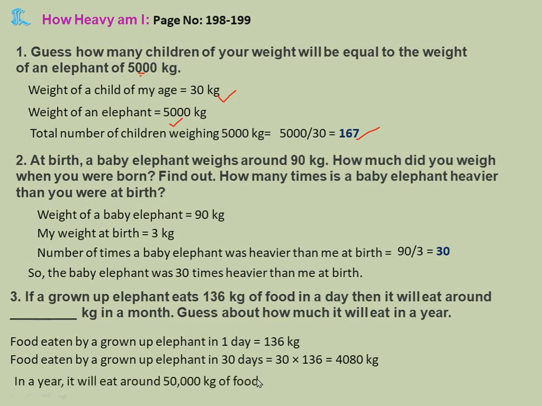Now next, in a year it will eat around, year means 1 month is 4080. So 12 months, 12 into 4080. So it will be around 50,000 kg of food.